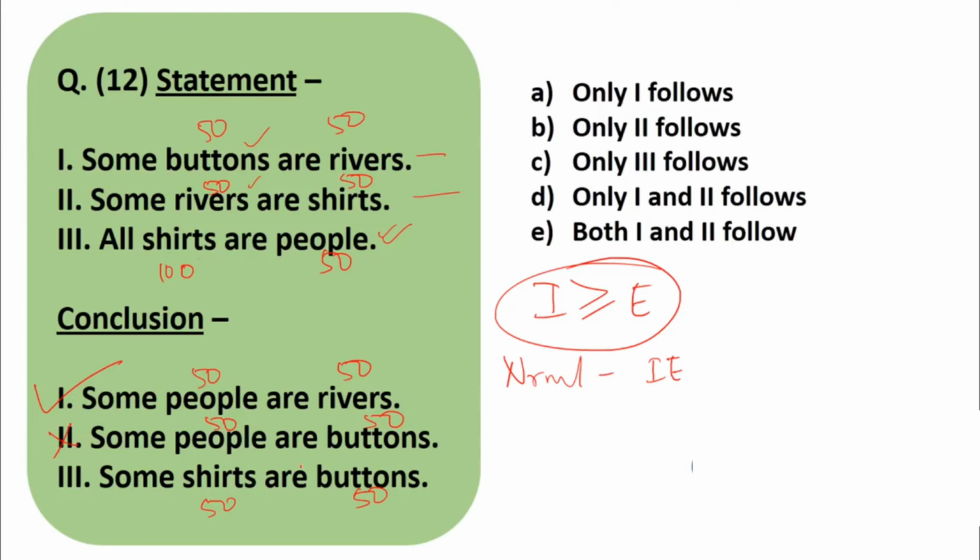Next, some shirts are buttons. Shirt and button. Button is over here in the first, shirt is over here in the second. What is common? River. River here 50, here 50. No river has 100 over here. Both of them are having 50. We cannot move ahead. Third conclusion, wrong. Only one follows. See how easy it is.